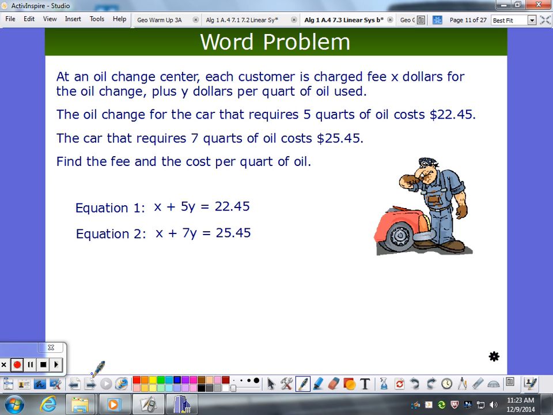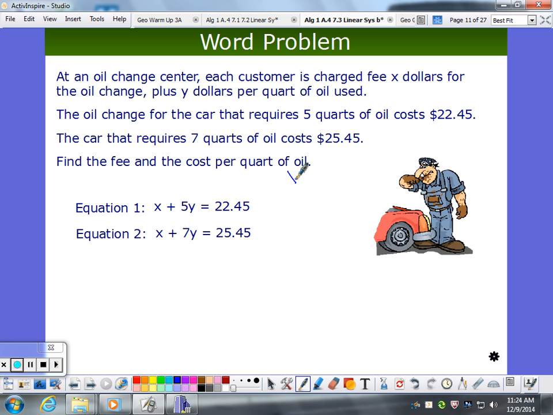Pay attention. At an oil change center, you're charged a fee for the oil change. But you also have to pay for the oil they put in. The cars need oil, they take it out, they put in fresh oil. So you have to pay for the work they do, plus the actual materials, which is the oil. The oil change for the car requires 5 quarts of oil, and it costs $22.45. The car that requires 7 quarts of oil costs $25.45. Find the fee and the cost. So let's see what we got here.